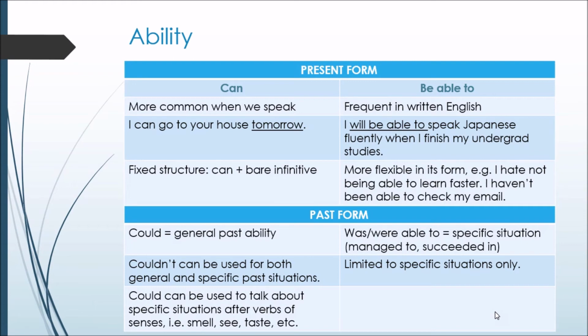And could can also be used to talk about a specific situation only if used with the verbs of senses such as smell, see, or taste. That's why I told you that you can say it was a cold morning and I could smell the dust in the air or something like that. So it's a specific situation, but you can use could instead of was able to. So that's basically the summary in terms of ability.